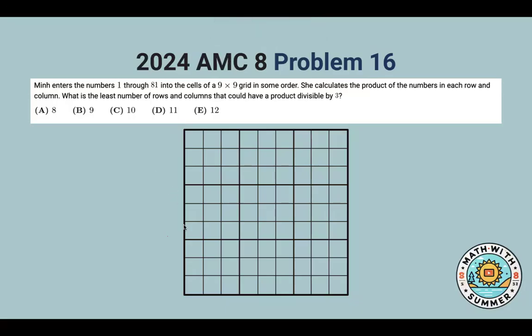24, AMC 8, problem 16. And we're looking at this logic puzzle problem here. And it says that Min enters the numbers 1 through 81 into the cells of a 9 by 9 grid in some order. She calculates the product of the numbers in each row and column. What is the least number of rows and columns that could have a product divisible by 3?